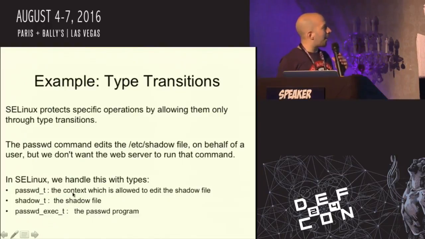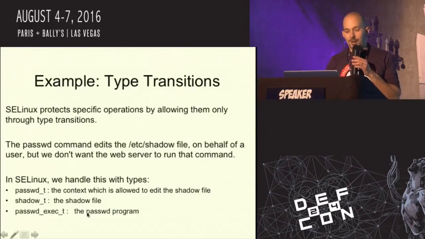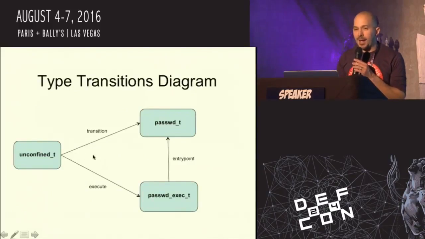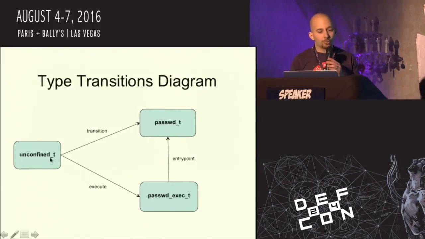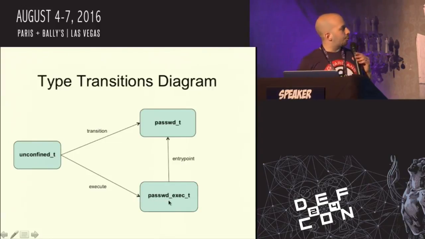Okay, so password_t. Password lets you edit the shadow file. shadow_t is the shadow file, and then password_exec_t is what you label the password program as. So in order for you to have this transition happen, if you wanted to write your own transition, you do it like this. unconfined_t, what your user was running as already, has to be able to run the password program. So it has to have execute on the password_exec_t type.